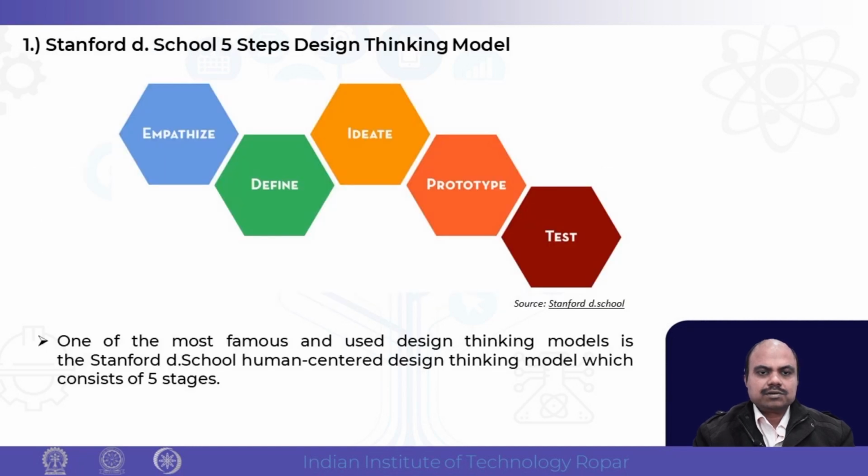The first model which we are going to learn about today is the Stanford design school model. This is also the 5-step design thinking model, which we have already explained in another lecture. It is one of the very good and most popular models among all the design thinking models. In this model, the first step is empathize, second is define, third is ideate, fourth is prototype, and the fifth is testing.